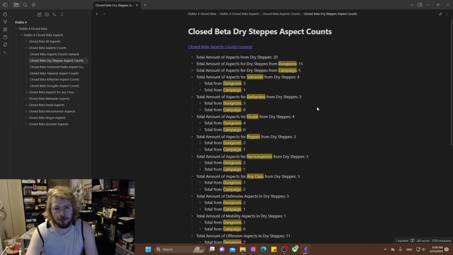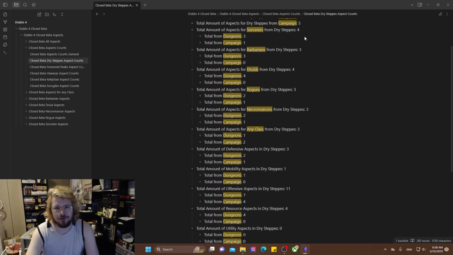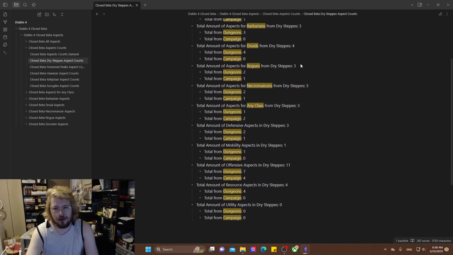We'll click on that and we'll go to Dry Steps. There's 4 aspects for the sorcerer in Dry Steps, 3 from dungeons, 1 from campaign. Barbarians have 3, and they're all from the dungeons. Druids have 4, same thing, all from the dungeons. The rogues have 3, 2 and 1. Necromancers have 3, 2 and 1 again, and all the classes have an additional 3, with 1 from the dungeons and 2 from campaign.